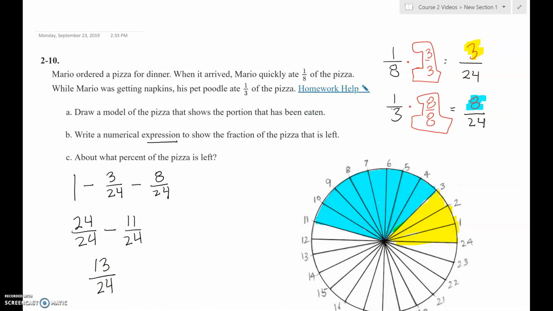All right, now about what percent of the pizza is left? So if it was 12 out of 24, that would be exactly 1/2. So he's got a little more. So this is about 50% of the pizza. That's how much he's got, about 50%.